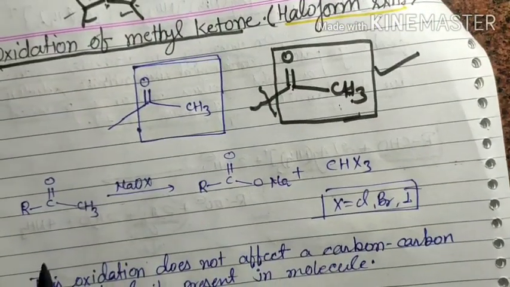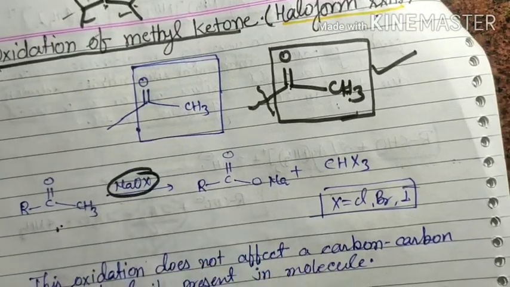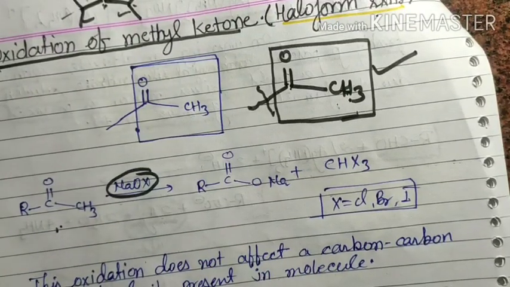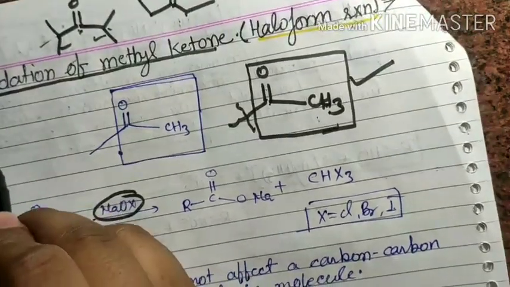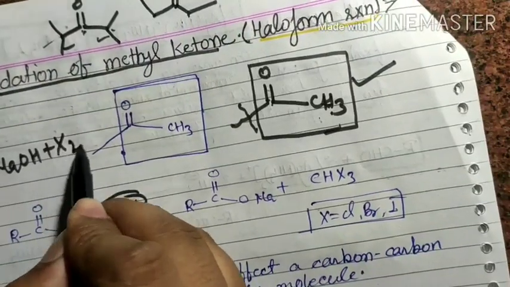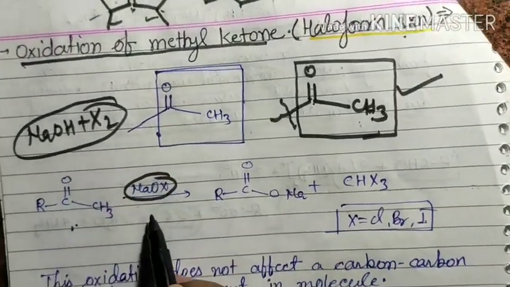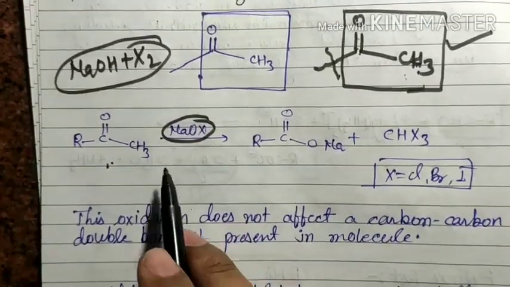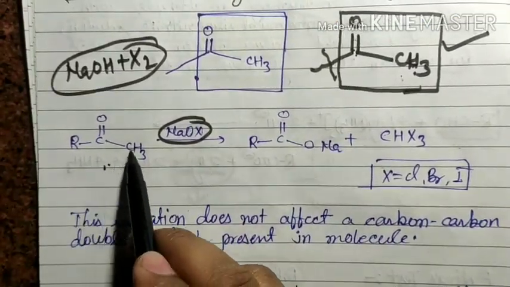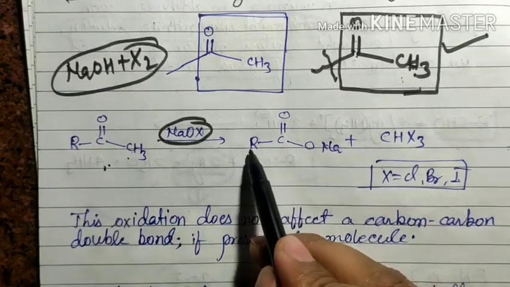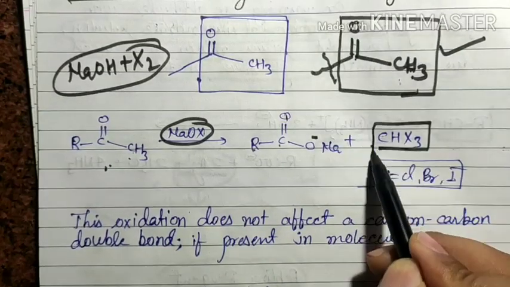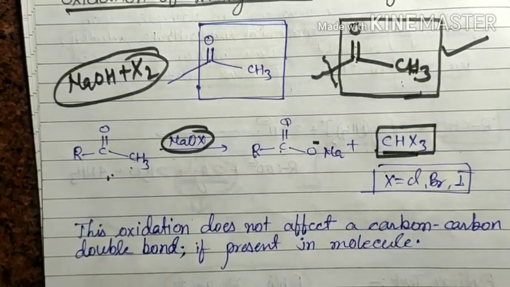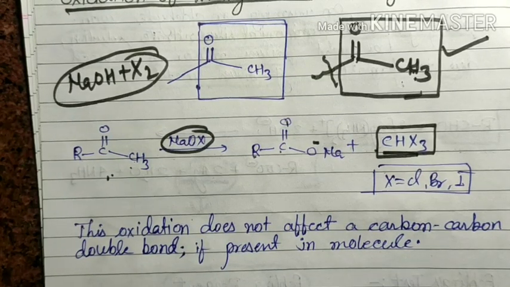Now what is the reaction? The methyl ketone reacts with NaOX, sodium hypohalite, which is obtained from the reaction of NaOH plus X2. It gives NaOX, sodium hypohalite, and it reacts with the ketone having the CH3 group attached to the carbonyl center to give RC double bond O minus Na plus, and CHX3. This is the haloform. Remember chloroform, formed in the chlorination of methane, CHCl3.